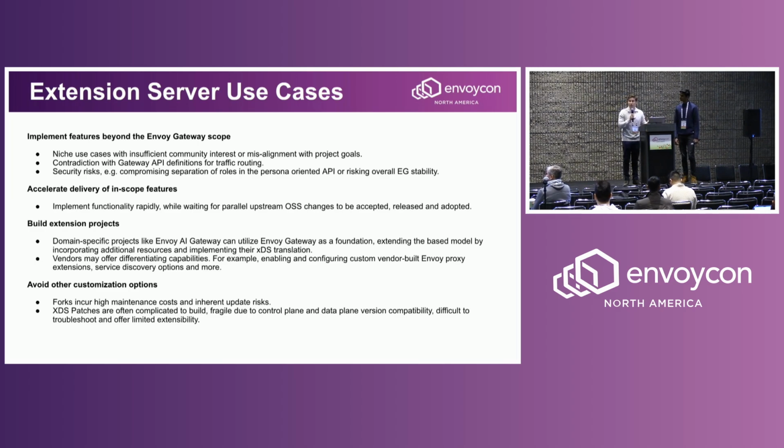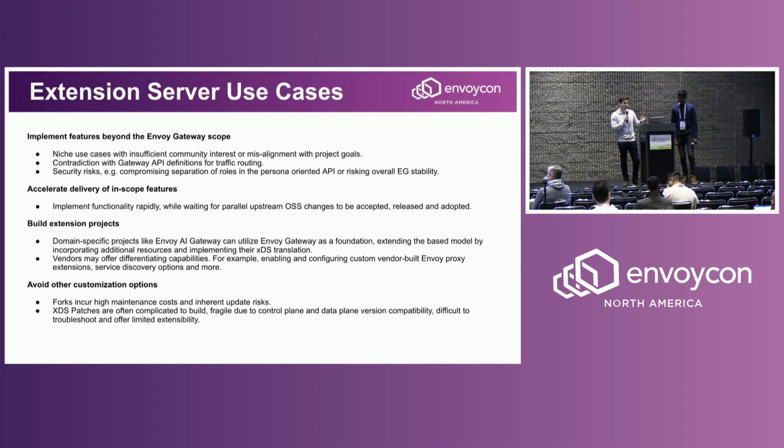So, for example, some users and organizations would contribute certain features to the open source, but in order to be able to gain access to these features and capabilities faster, they would also in parallel implement that feature using an extension server and then eventually converge with the open source once their contributions were accepted, merged, released, and adopted.